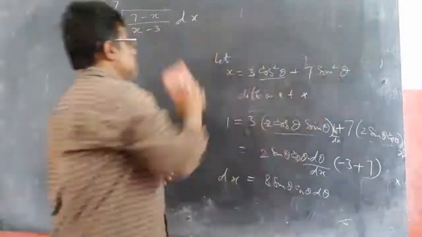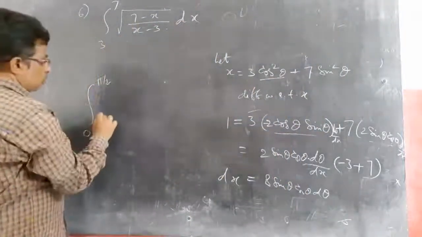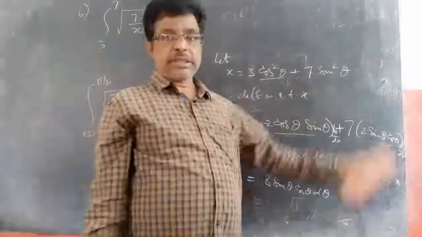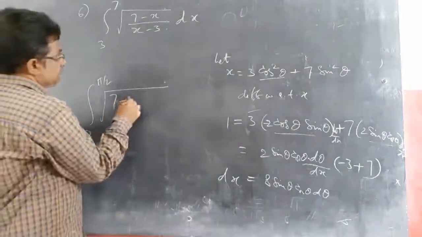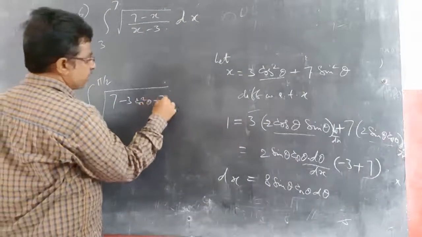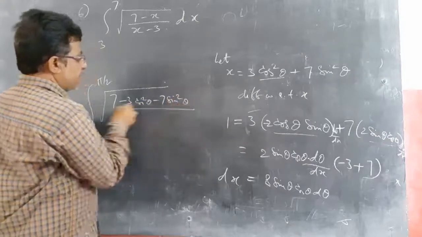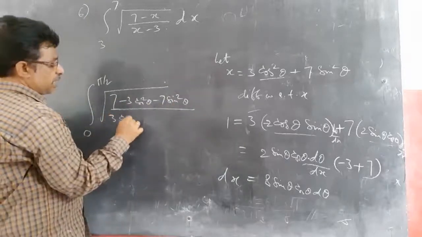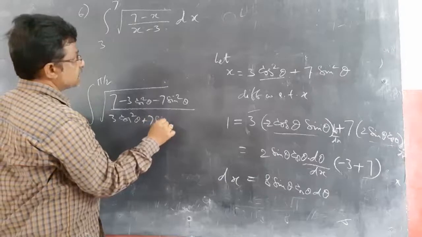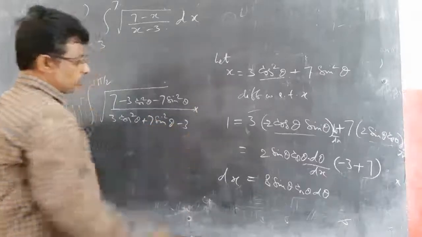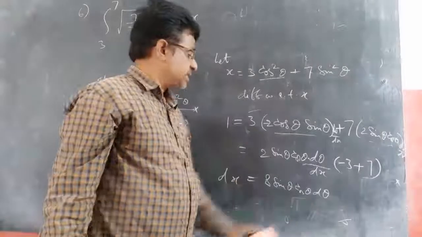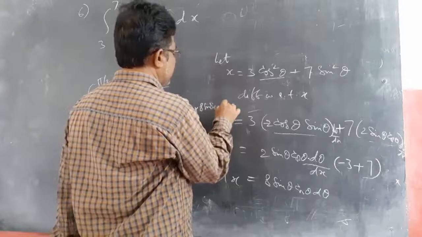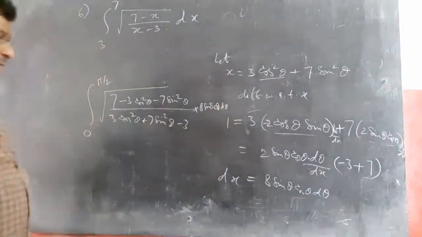Lower limit is 0. So by changing the limits, now root of 7 minus, in place of x, I can substitute this. Means 7 minus 3 cos square theta minus 7 sin square theta by the denominator. In place of x, I am substituting again the same: 3 cos square theta plus 7 sin square theta minus 3, into, in place of dx, I can write 8 sin theta cos theta d theta.